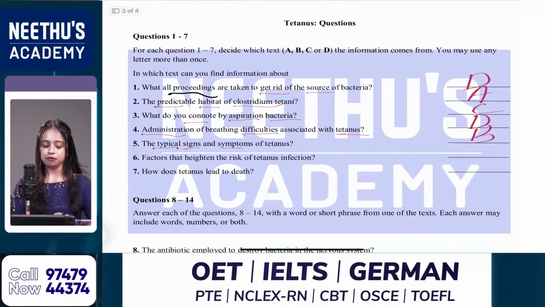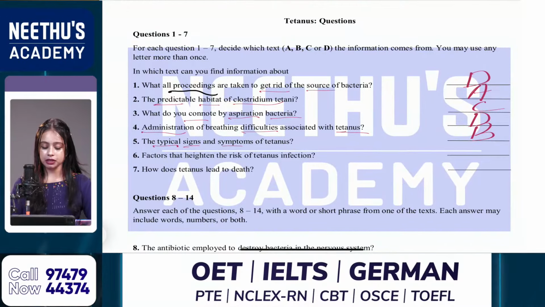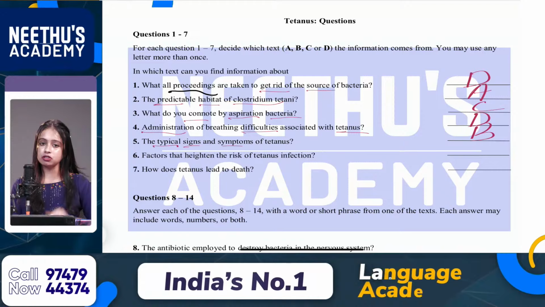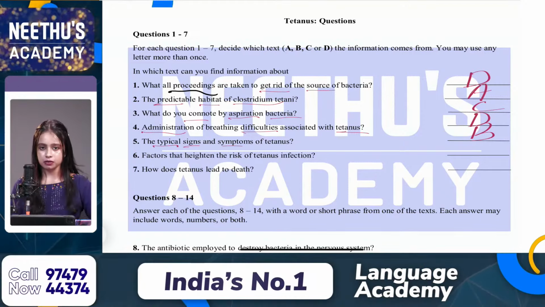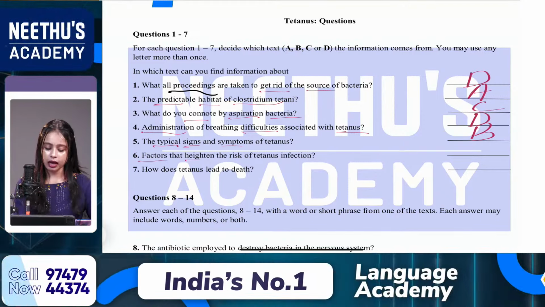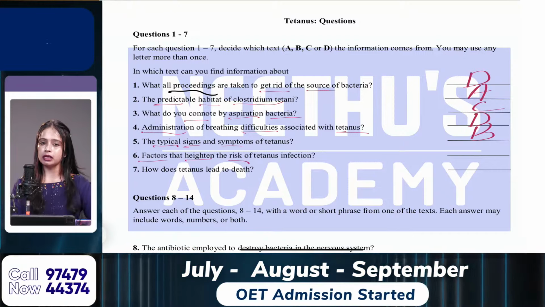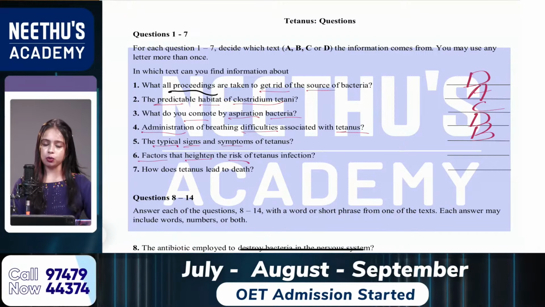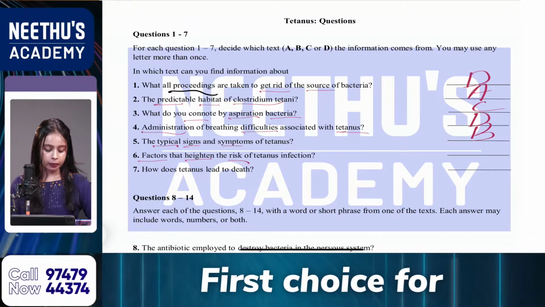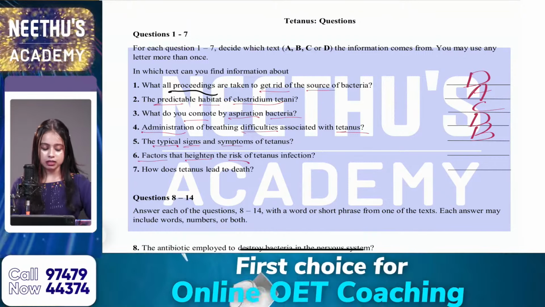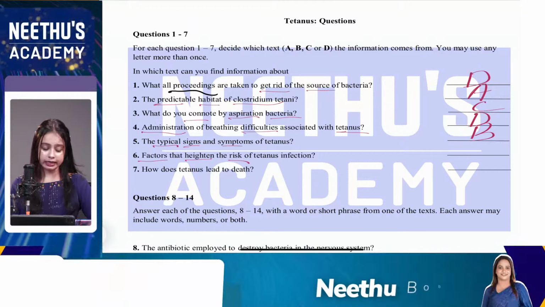Then the sixth one, factors that heighten the risk of tetanus infection. So heighten does not mean height, it means increase. So factors, heighten, risk, these are my keywords from the sixth question. So what do you mean by heighten? Yes, increase. So what about the sixth one? Any correct answers? Let me see.